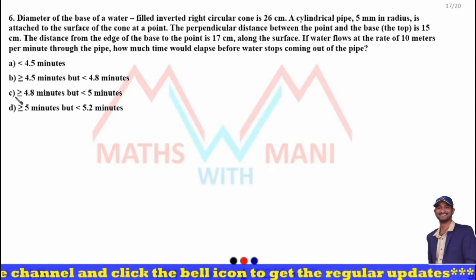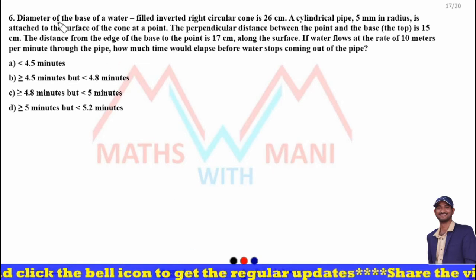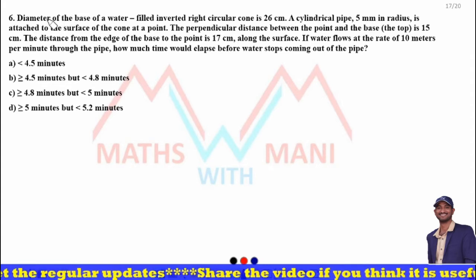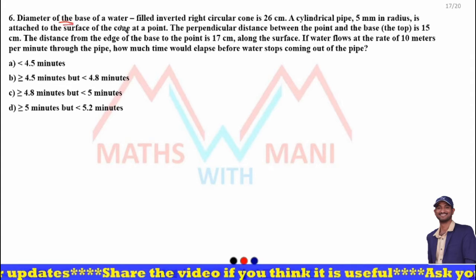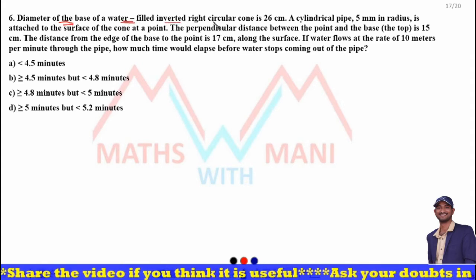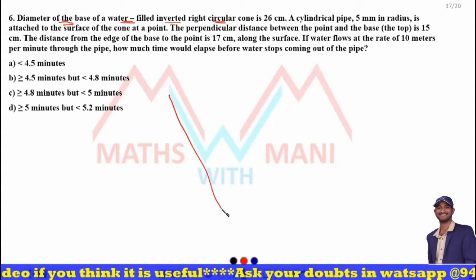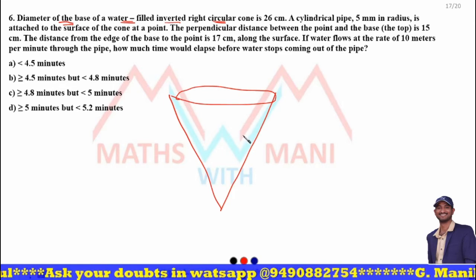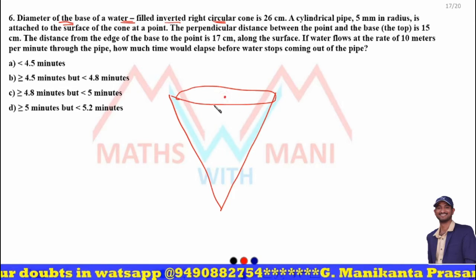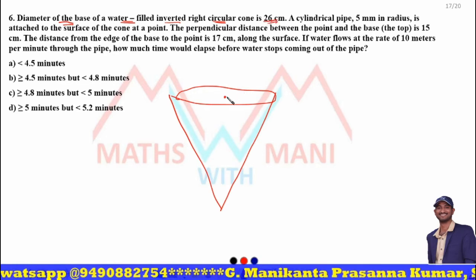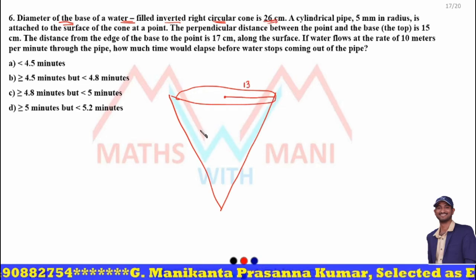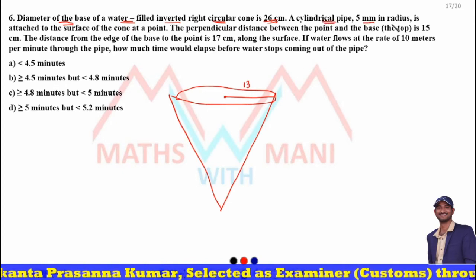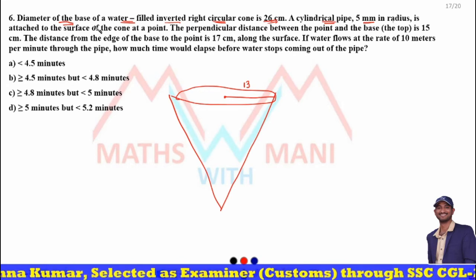It was in the 2014 paper also. Let's see. First, observe the question and understand what you have to find out. Here, the diameter of the base of a water-filled inverted right circular cone is 26. There is a cone which is inverted. This inverted cone has a diameter of 26, which means what is the radius? 13.